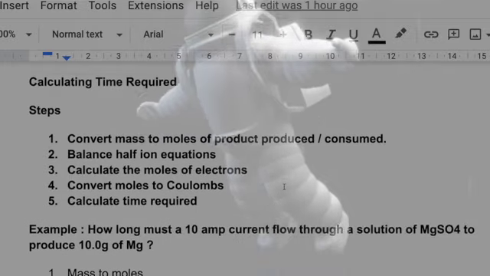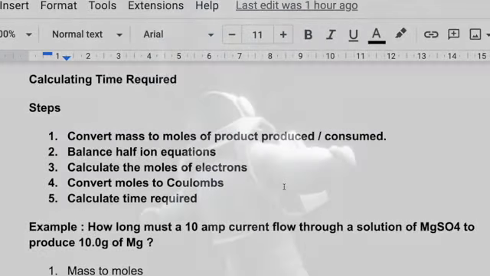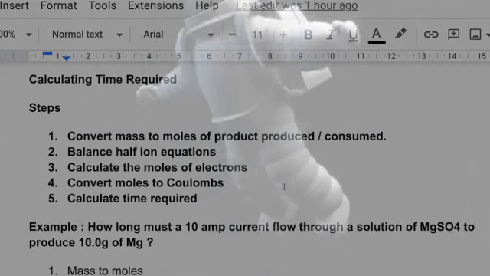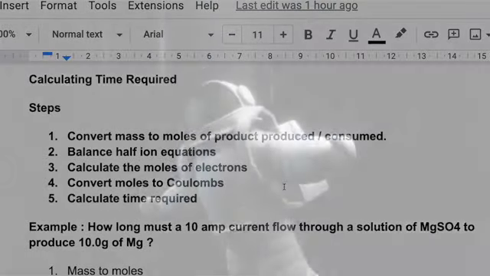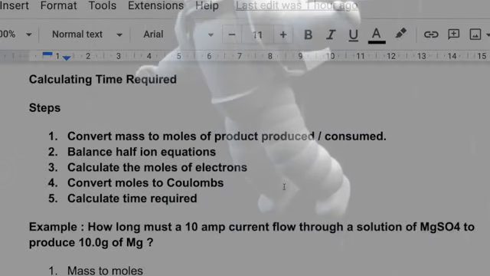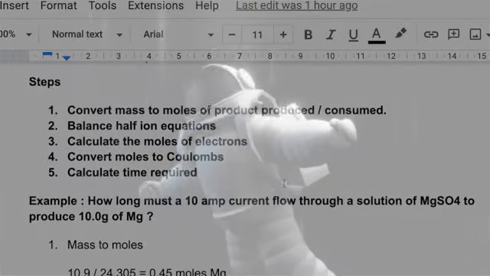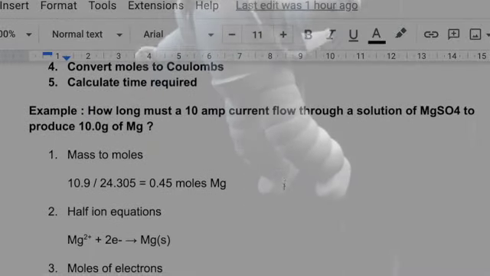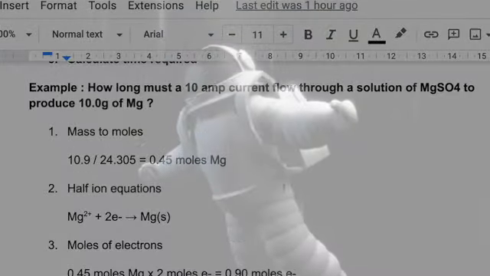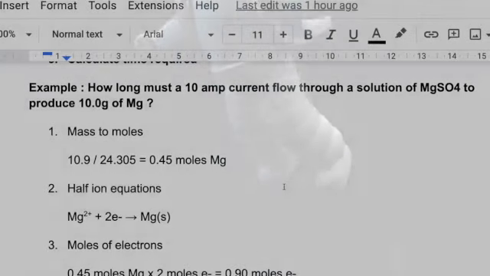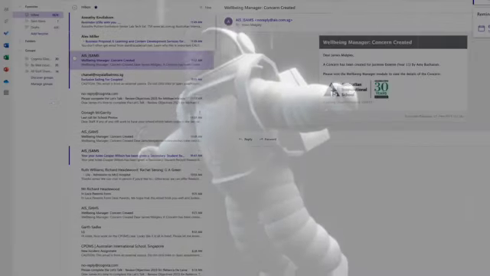We can also look at calculating the time required. There's an extra step in here. Can you spot it? Convert mass to moles, do the half-ion equations, moles to electrons, moles to coulombs, time required. How long does a 10 amp current flow through a solution of magnesium sulfate to produce 10 grams of magnesium?